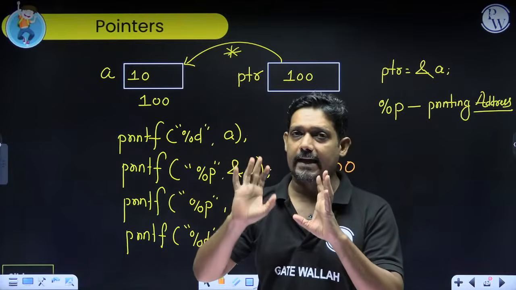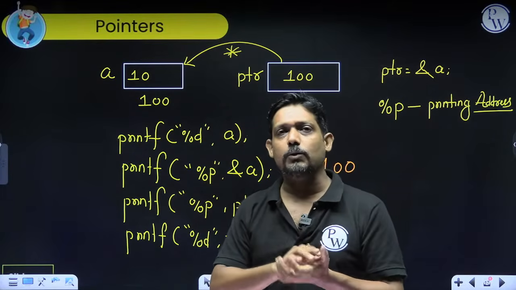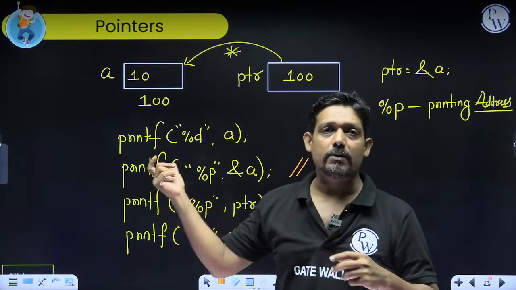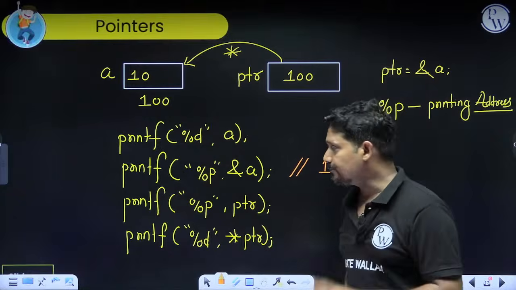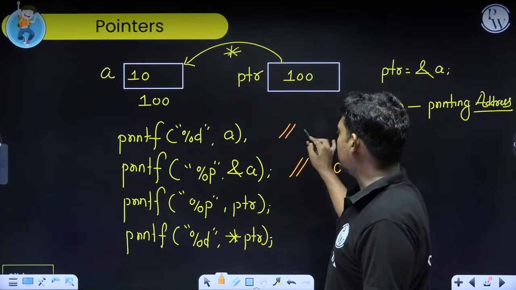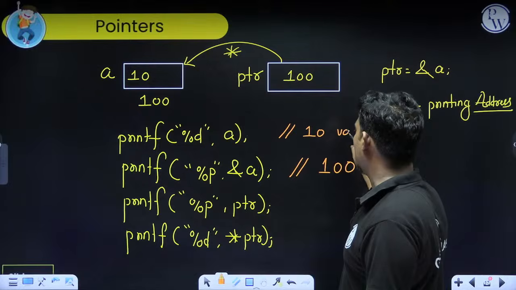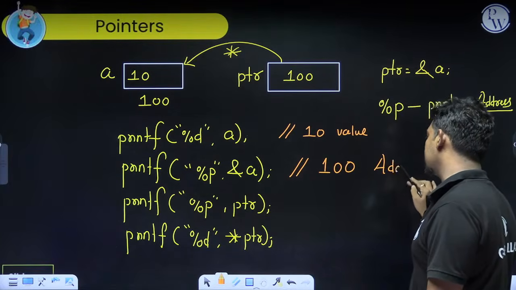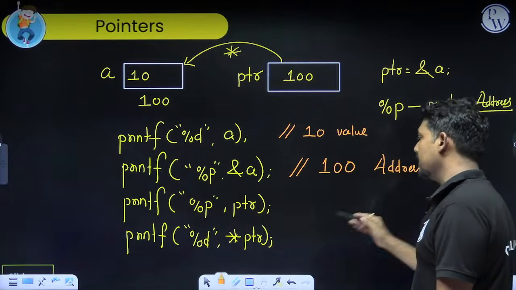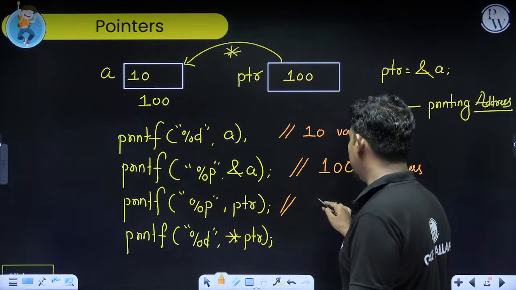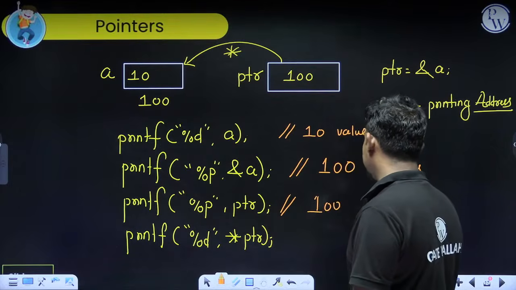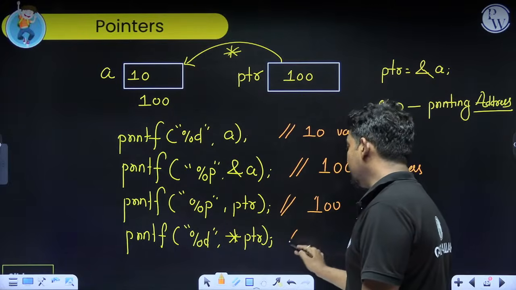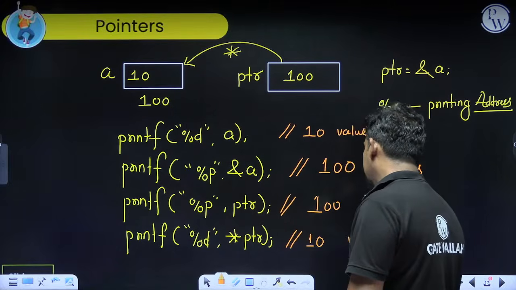So don't say, sir, I ran the program and it was not giving 100. It will not give 100. It will give you some hexadecimal value if you run it with percent p. Now a will print the value 10. When you say ampersand a, it will print 100 if that is its address. If you say ptr with percent p, it will give you 100, which is again an address. And if you say dereference ptr, it will give 10, and that is the value.